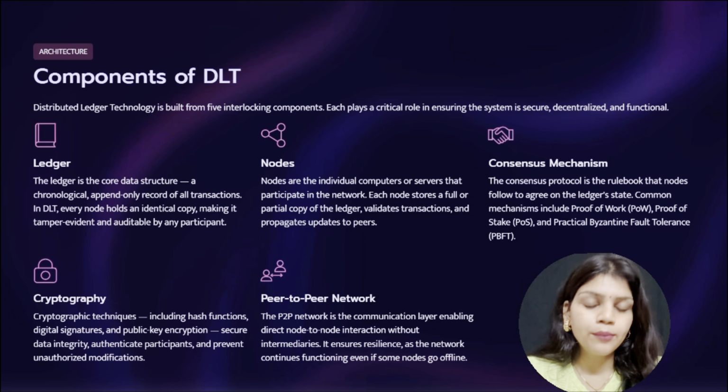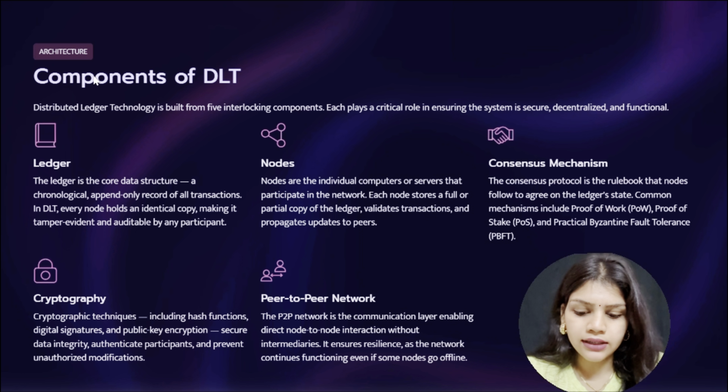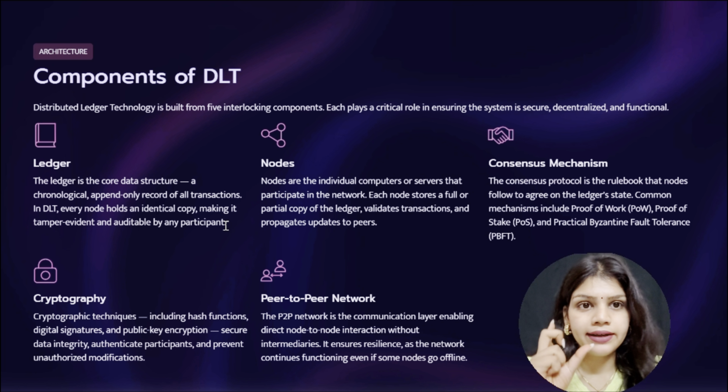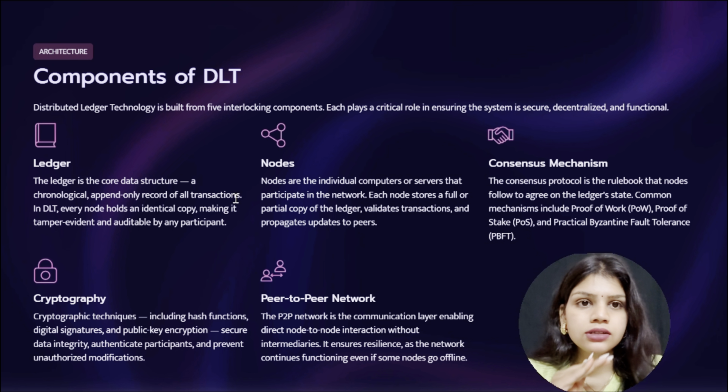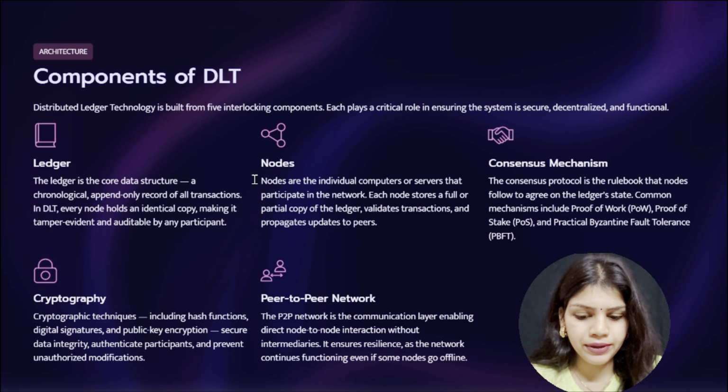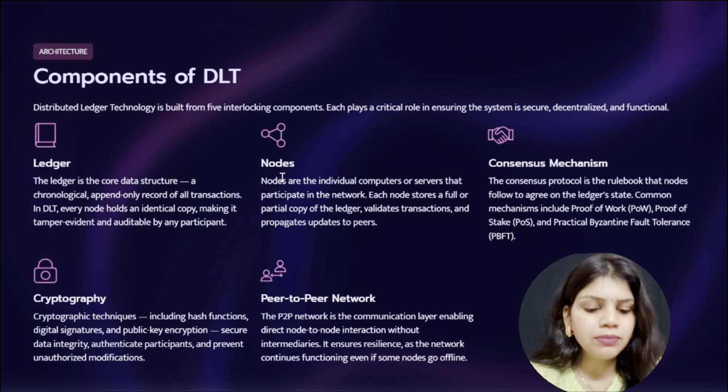Okay, so next is the components of DLT. So these are the components. A ledger: every node maintains a database or record book that is known as a ledger. All the transactions are stored in this ledger, and every node has an identical copy of the ledger. Nodes are individual computers or servers that participate in the network.